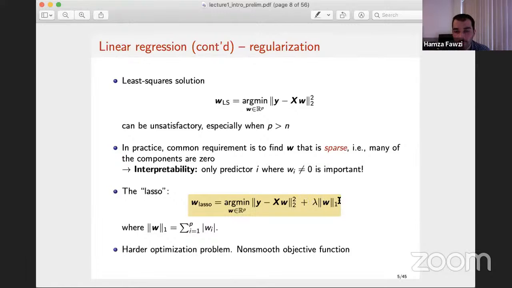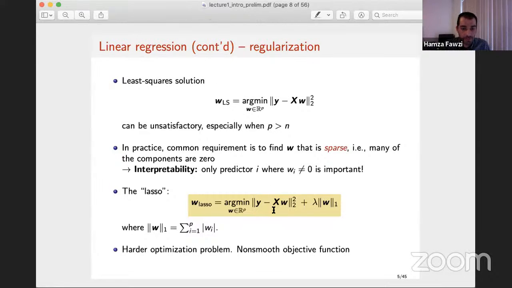People have observed empirically, but they have also proved theoretically, that imposing such a regularization term, lambda times the L1 norm of w, tends to promote sparsity of w. So the solution of such an optimization problem usually will have many zeros, unlike what you will get if you just apply least squares, the norm of y minus xw squared.